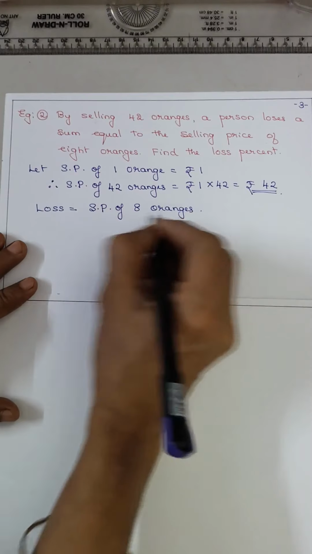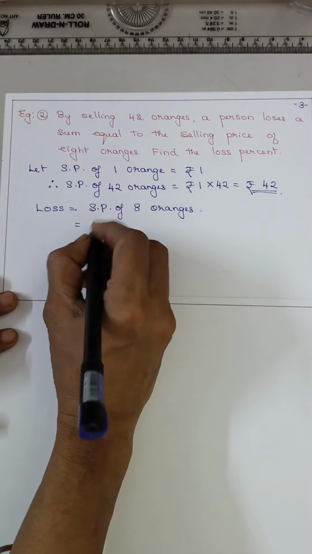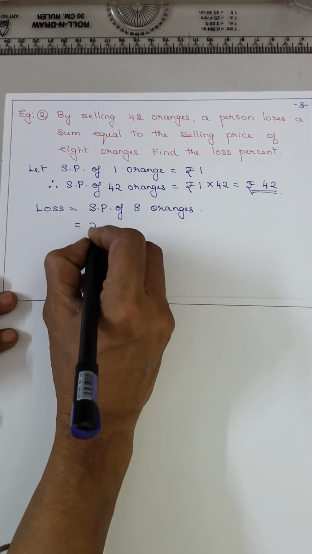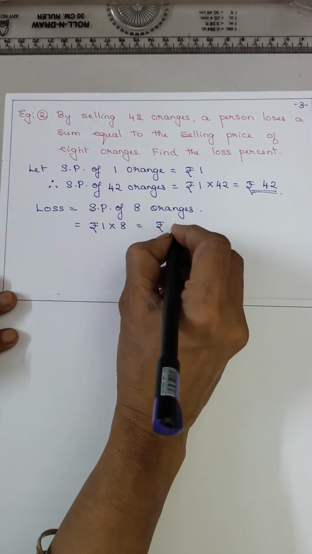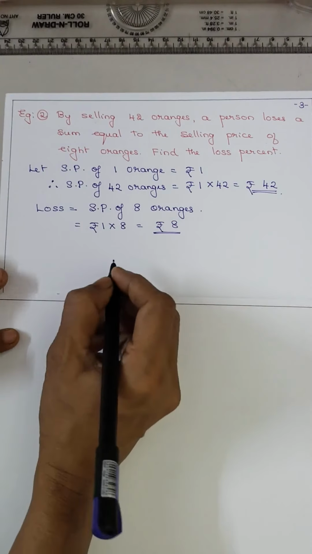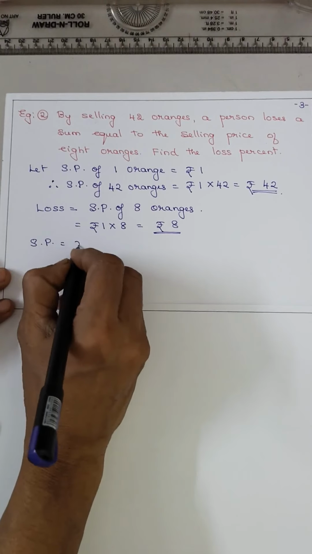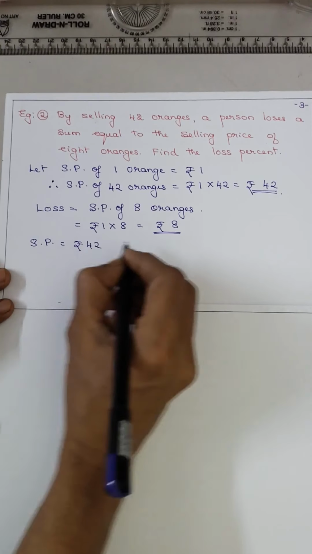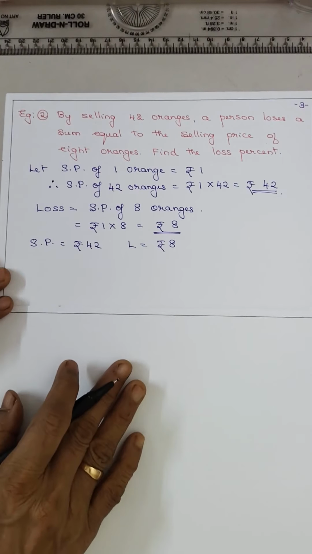अभी 1 ऑरेंज का SP कितना है? 1. तो 8 ऑरेंज का SP कितना होगा? 1 into 8, that is ₹8. So you got SP is equal to ₹42 and loss is equal to ₹8.